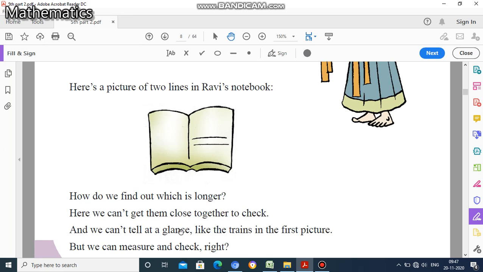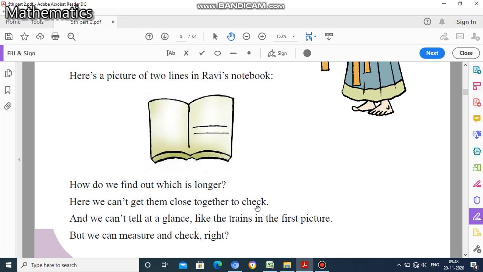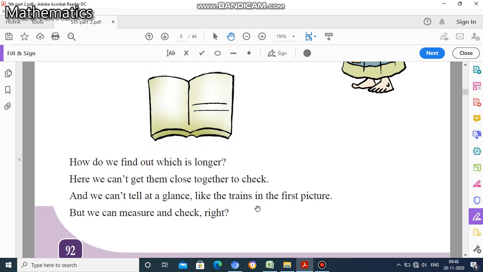We cannot tell which is longer, like the train in the first picture, but we can measure and check, right? We can measure the length of these two lines. How can we measure a line? You can use a ruler, you can use a scale for measuring the line. Then you can say which line is longer. How? Measure the length of the line.